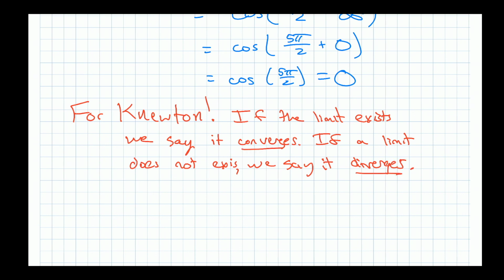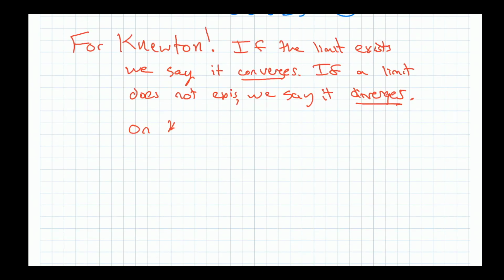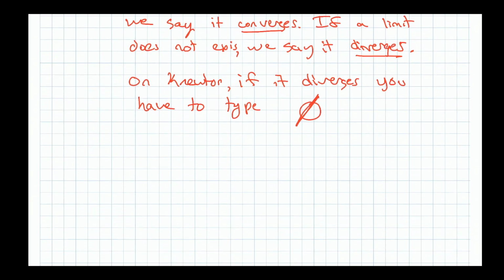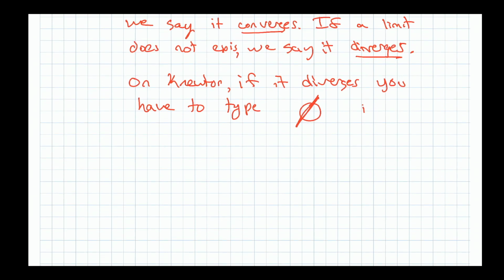On Newton, if it diverges, you have to type this symbol in the box. This is not a 0. It's a symbol for the empty set.